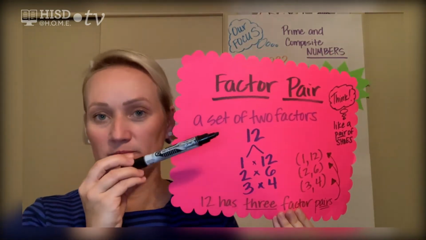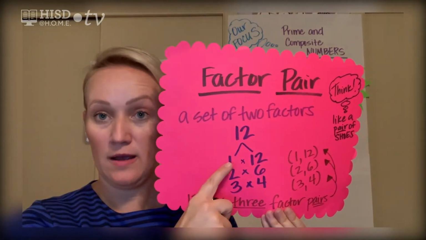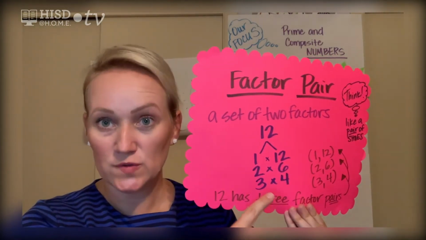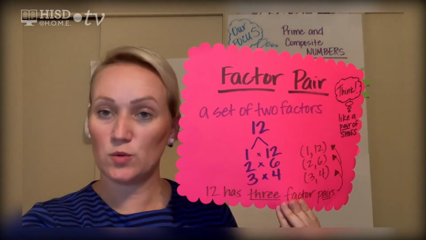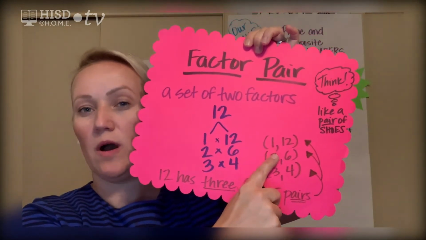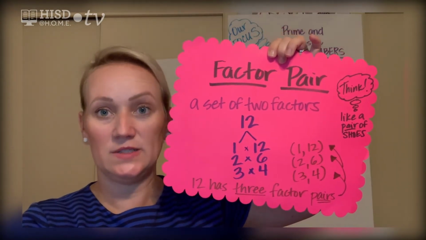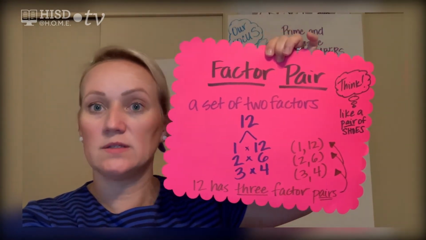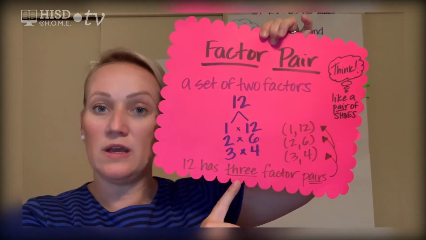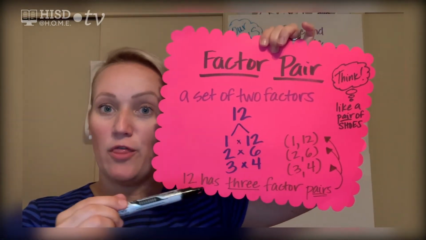So let's look at 12. 12 has 1 times 12. That's 1 factor pair, a pair of shoes. 2 times 6 also equals 12, another pair of shoes. 3 times 4 also makes 12, another pair of shoes. So I wrote them out here: 1, comma 12, because 1 times 12; 2, comma 6, because 2 times 6; 3, comma 4, because 3 times 4. Let's look at the conclusion. 12 has 3 factor pairs. It has 6 factors, but 3 pairs.